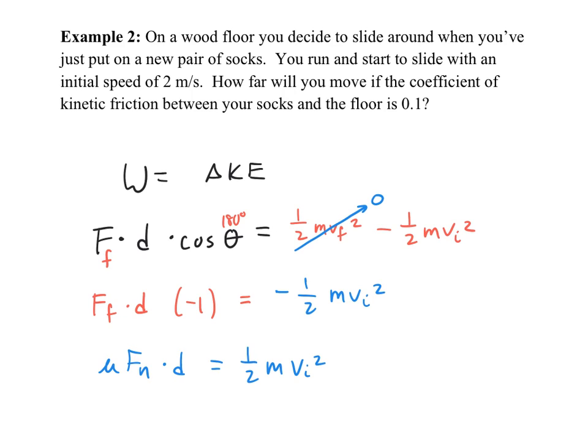Stay with me, please. So I cancel the negatives that are on both sides. Do that once here. Then replace Ff with its definition. I'm doing this because the goal is to figure out the distance traveled. And this problem gives me mu, so I'm probably going to use mu, right? The problem is that I don't have Fn, and I don't have mass in this problem. I've got initial velocity, that's 2, but I don't have mass or Fn.